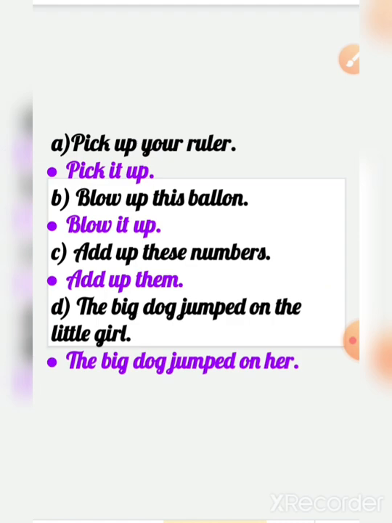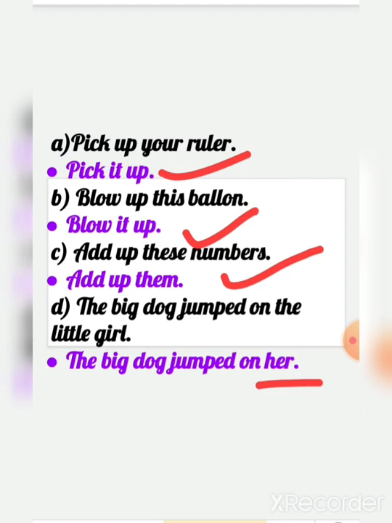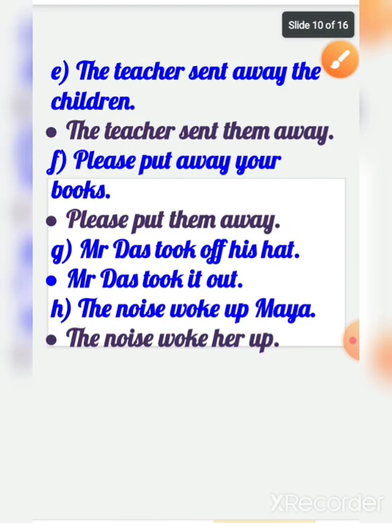First question. Pick up your ruler. Pick it up. Blow up this balloon. Second one. Blow it up. C. Add up these numbers. Add them up. D. The big dog jumped on the little girl. The big dog jumped on her.